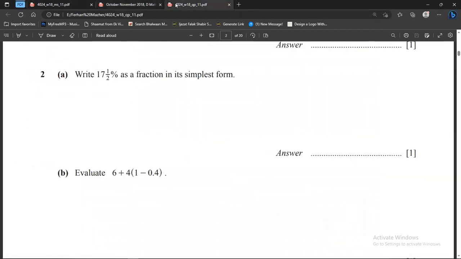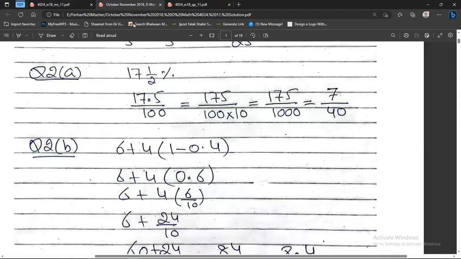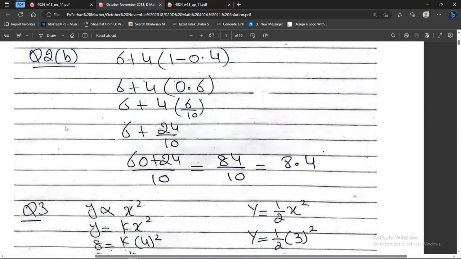This is the solution. Okay, question number 2, it's B part. We have 6 plus 4 bracket 1 minus 0.4 bracket close. First of all, we will solve inside the bracket. So you will have 6 plus 4 bracket 1 minus 0.4, that is 0.6. Then that 4 will multiply with 0.6. So I will remove the decimal. You will have 6 plus 4 into 6 by 10, so you will have 24 by 10.